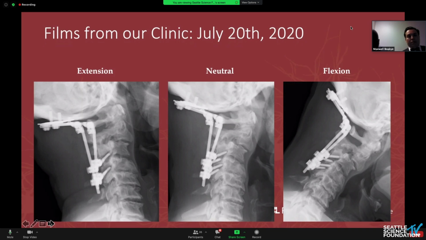ACDF that I'd done. So these are tough cases, and I've had it fail anteriorly as well.